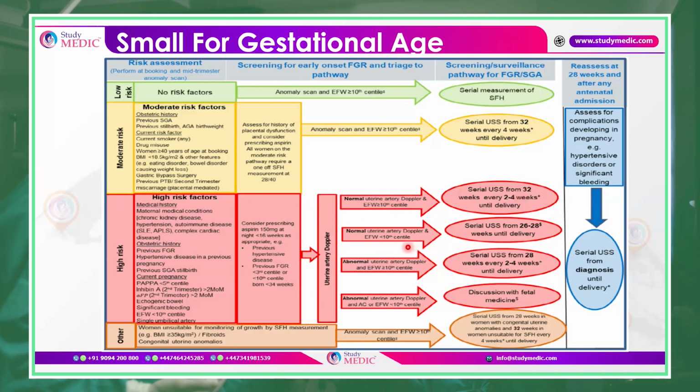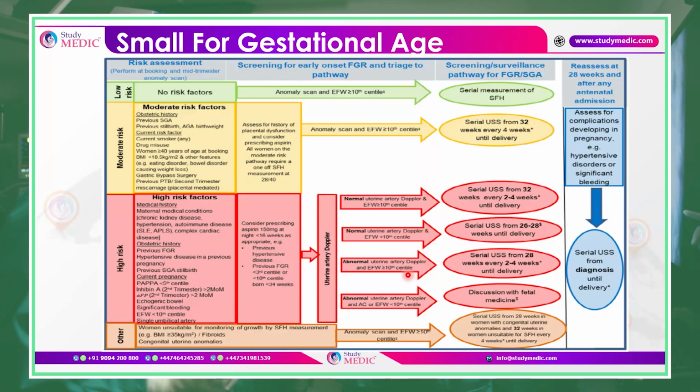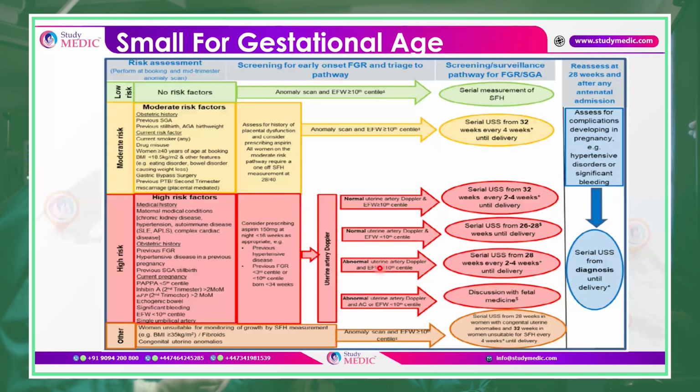If it is less than 10th centile, you will monitor from 26 to 28 weeks. It means that uterine artery Doppler is normal, but it is less than 10th centile. If uterine artery Doppler is abnormal but estimated fetal weight is more than 10th centile, you will do the serial assessment from 28 weeks, every 2 to 4 weekly assessment.